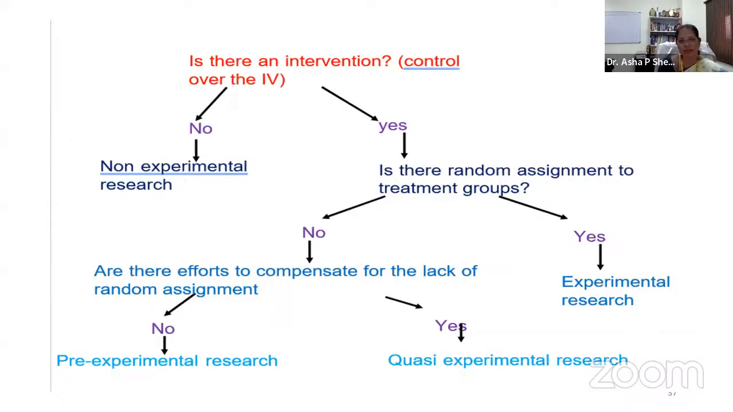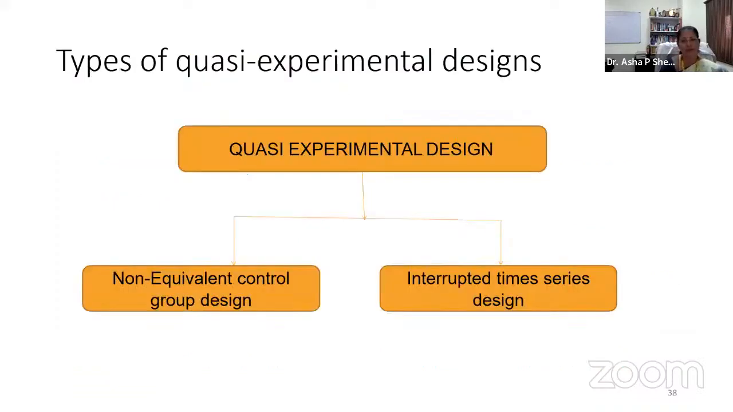If there is an intervention, then we ask whether the assignment of participants is done randomly to the control group and the experimental group. If we do random assignment, then it becomes a true experimental research. If the randomization is not there, then we can ask, are there any efforts to compensate for the lack of random assignment? Suppose there is a better control, so it becomes a quasi-experimental study, and if we do not compensate for the lack of random assignment, then it will become a pre-experimental research.